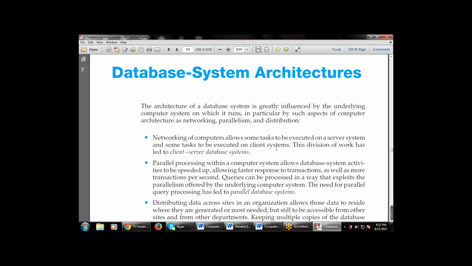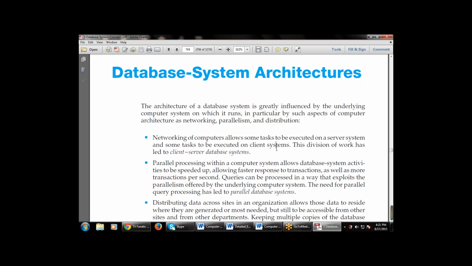That is, there is a client and there is a server. The client is the machine that makes the request for services, and the server is the one that provides the services. That is a client-server database system, enabled by networking.